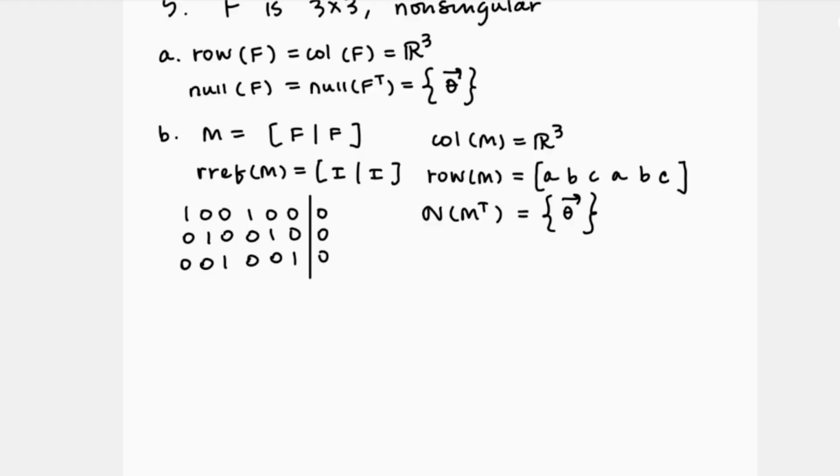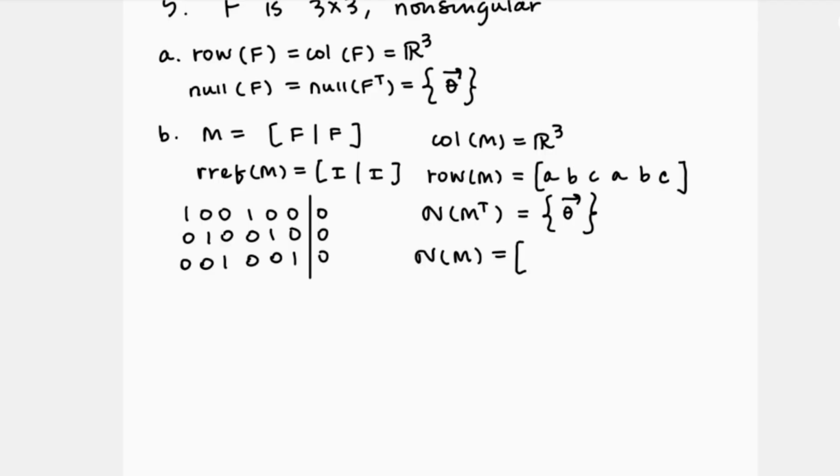And then x2 and x5 need to be the negatives of each other, and x3 and x6 need to be the negatives of each other. So I do think that means that the null space of M... Okay. Oh, yeah, okay, I do see how this is going to work. So it would just be like A, B, C, negative A, negative B, negative C.